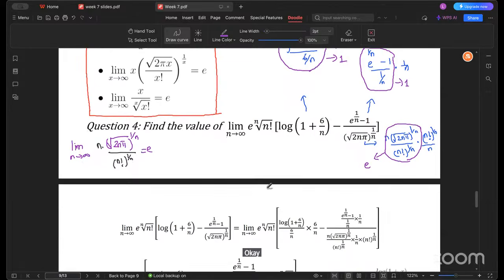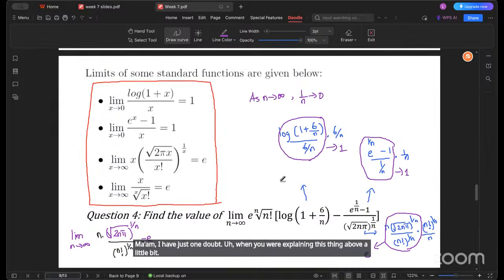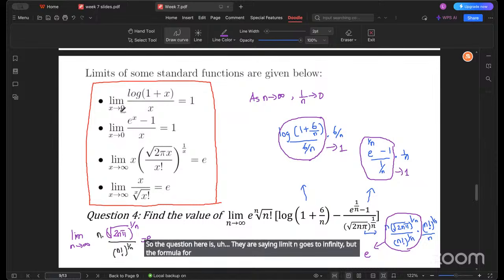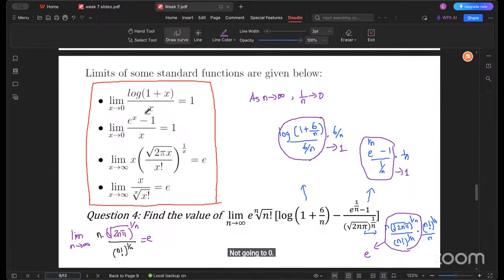Now you see that you have the limit. Ma'am, I have one doubt. When you were explaining this above, here it is n goes to infinity, and there is x. What is its application here in the question? The question says limit n goes to infinity, but the formula for these two is in terms of x going to 0. So how are we going to apply this formula to this problem, because the problem is about n going to infinity, not going to 0? Can we still apply this?